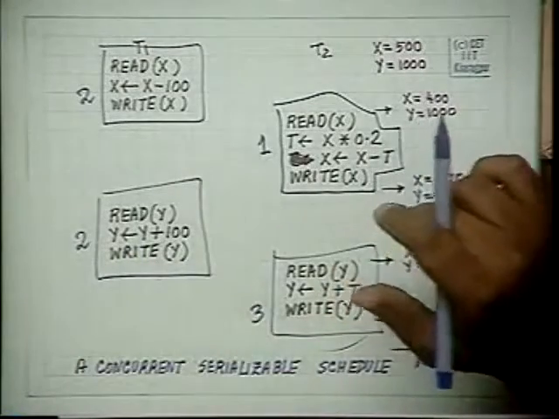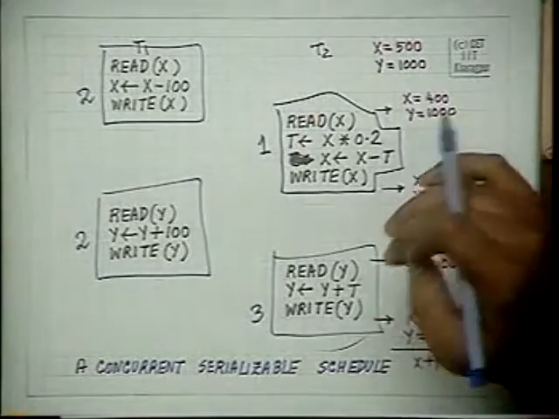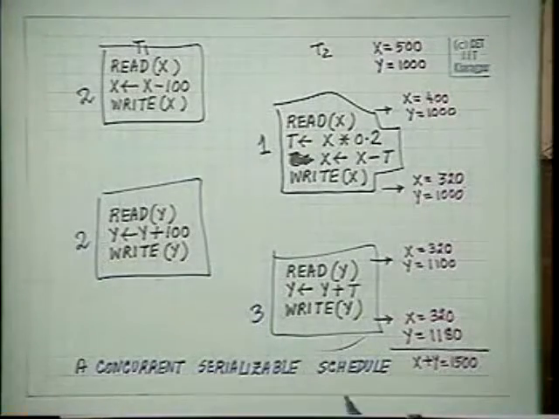So all these are not only concurrent schedules, but they are called serializable schedules, in the sense that they are equivalent to a serial schedule. Their result is equivalent to a serial schedule. So such schedules are called concurrent serializable schedules.